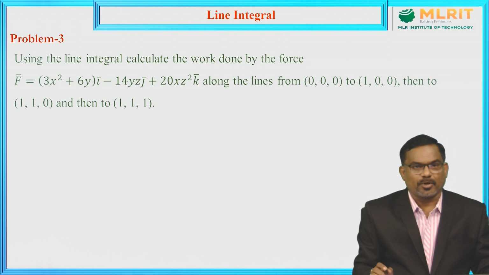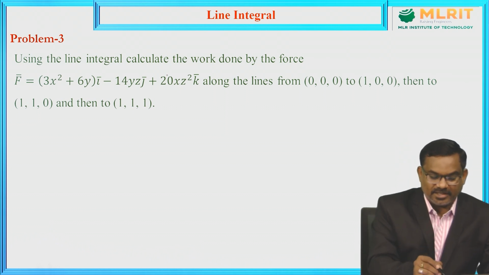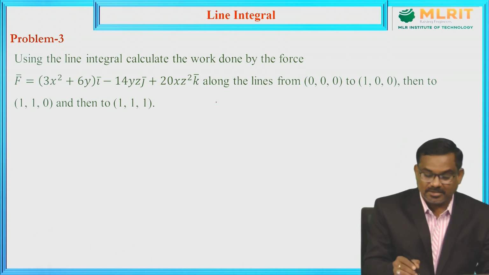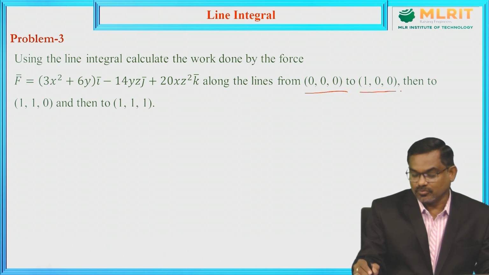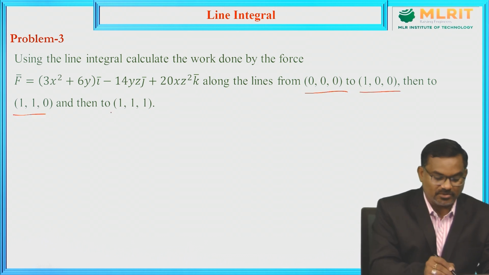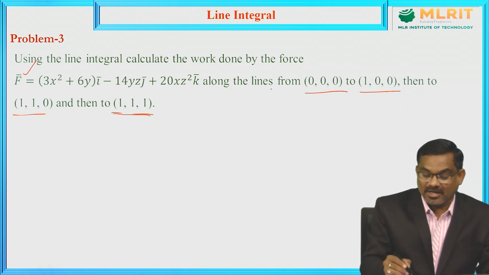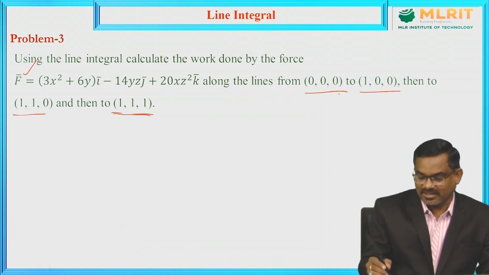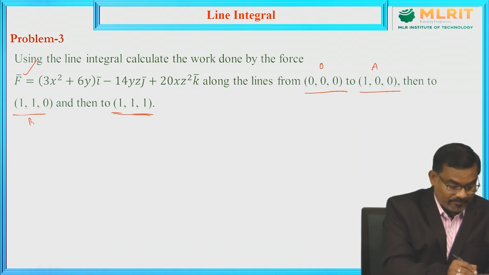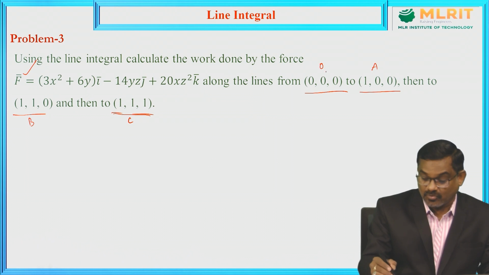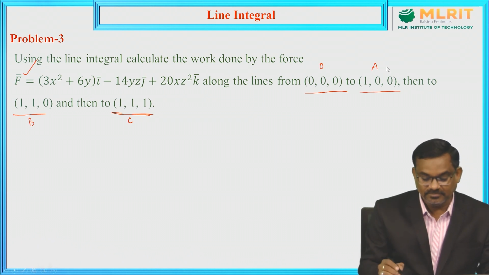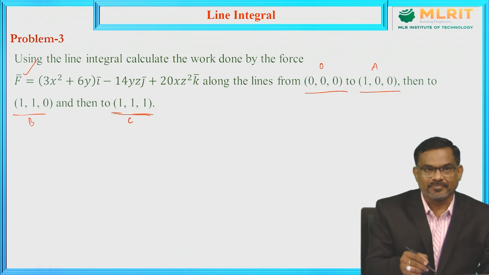Coming to the third problem: using the line integral, calculate the work done by the force F bar along the lines from 0, 0, 0 to 1, 0, 0, then to 1, 1, 0 and then to 1, 1, 1. Here the vector F bar is given, and three different lines are given. I can denote the points by O, A, B and C. So the lines are OA, AB, BC, and we need to evaluate the work done along the lines OA, AB and BC.